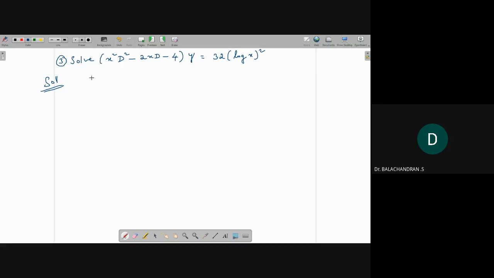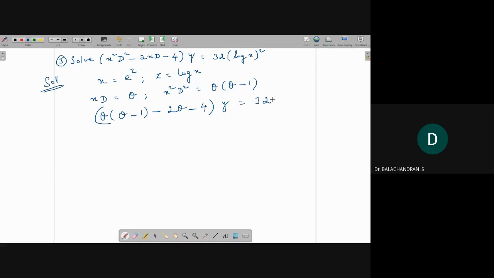So now we start as usual. x is equal to e power z, and z equal to log x. Okay, so xD equal to theta, and x square D square equal to theta into (theta minus 1). Now substitute everything in the given problem. So (theta into (theta minus 1) minus 2 theta minus 4) y equal to 32 z square.